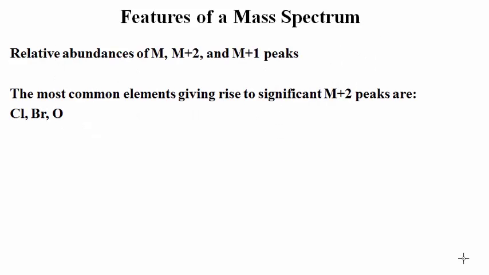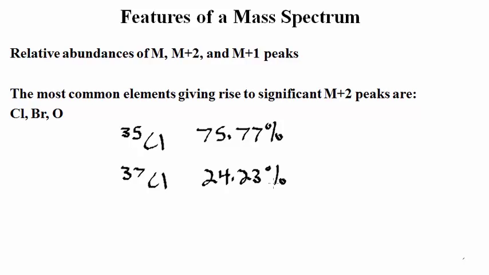Now looking at the relative abundances of the molecular ion peak, M+2 and M+1 peaks, we see that the most common elements that give rise to significant M+2 peaks are chlorine, bromine, and oxygen. The chlorine in nature is 75% Cl-35 and about 25% Cl-37. Thus, a ratio of M to M+2 peaks of approximately 3 to 1 is going to indicate the presence of a single chlorine atom in the compound.